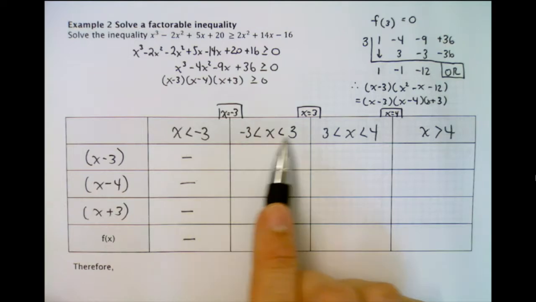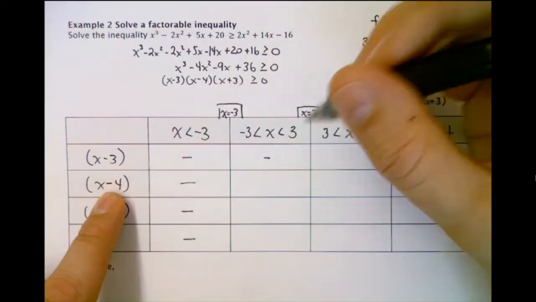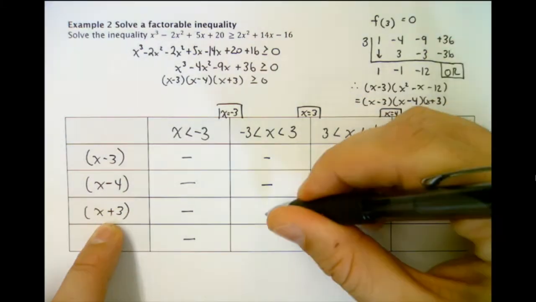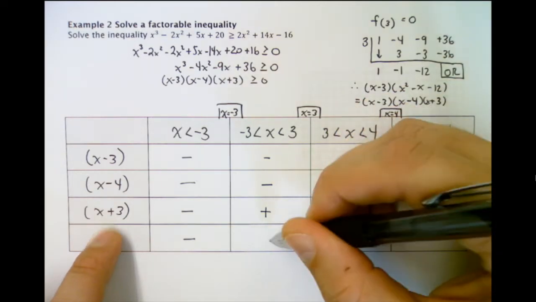So let's finish the chart to make sure. Number between negative 3 and 3, let's go with 0. 0 minus 3 is minus 3, so it's negative. 0 minus 4 is minus 4, so it's negative. 0 plus 3 is 3, so it's positive. Negative times a negative is positive, times a positive is positive.